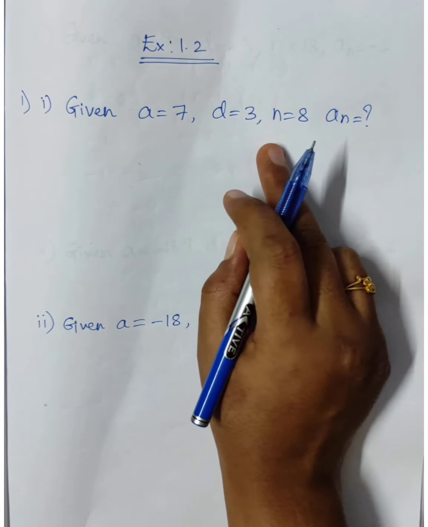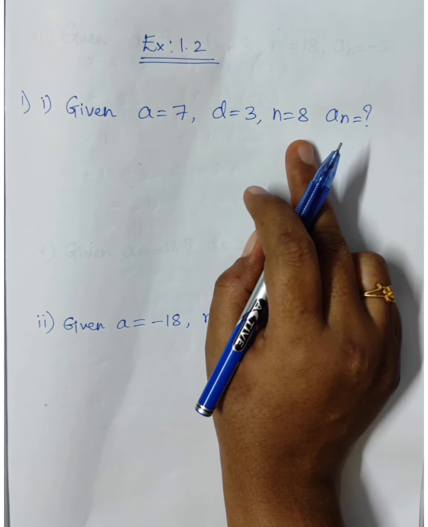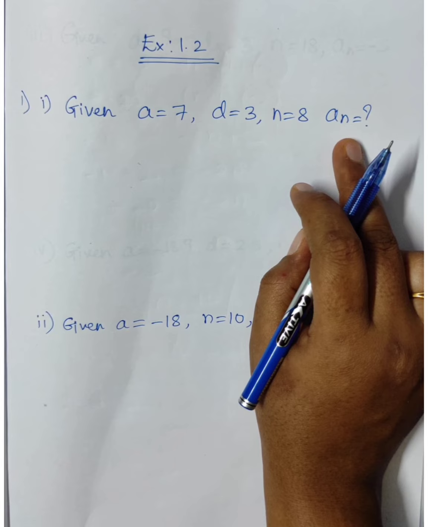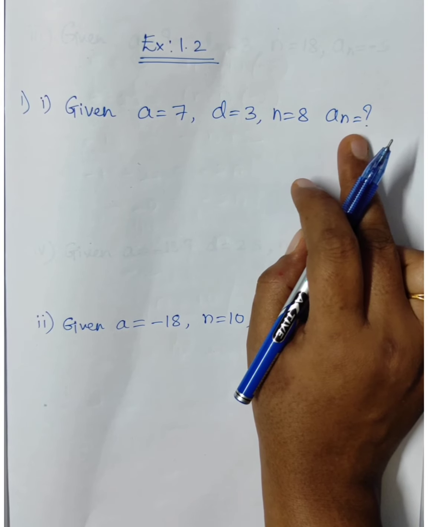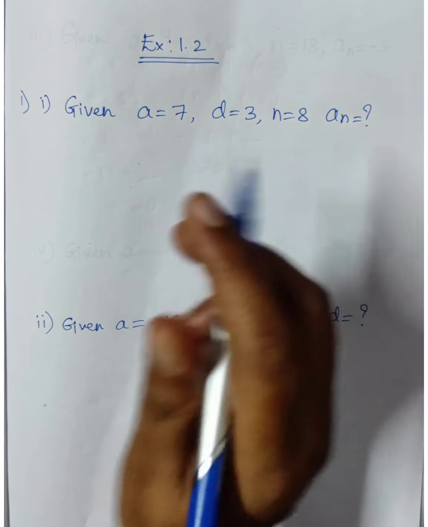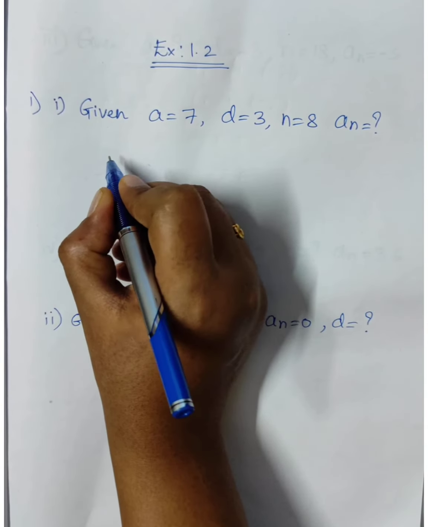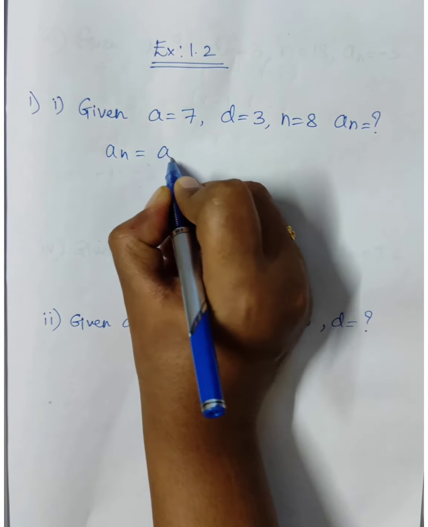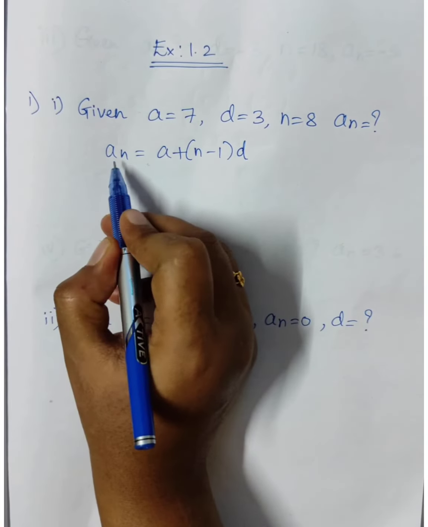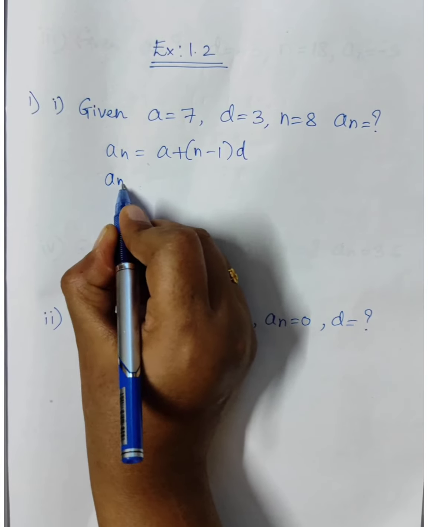See what all the things are given. First term is given, common difference d is given, n is given, number of terms is given, but the nth term is not given. An is the nth term or last term, you can say, that is not given. So how are we going to start this? An is equal to a plus n minus 1 into d. An value we don't know, we are going to keep it as it is.